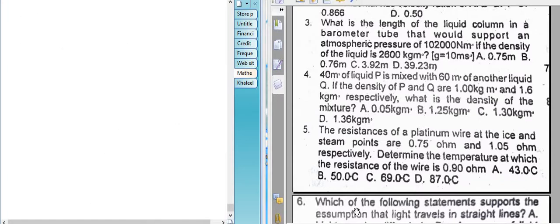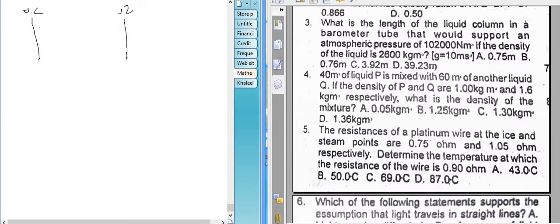So question 5: the resistance of platinum wire at the ice and steam point are 0.75 ohm and 1.05 ohm respectively. Determine the temperature at which the resistance of the wire is 0.9 ohm. Let's solve it. So this question requires a diagram. So let this represent the temperature, and this represent the resistor. So this is the temperature in degrees Celsius, and this is the resistor in ohm.